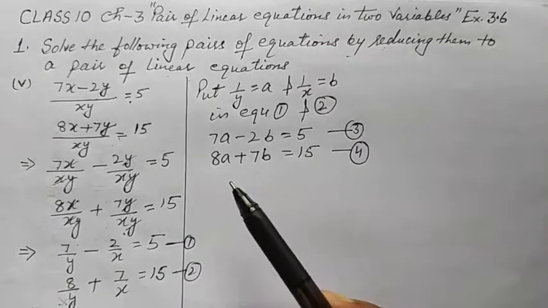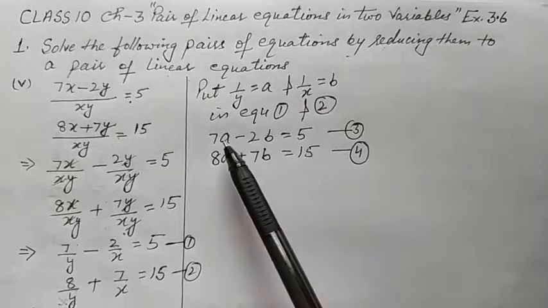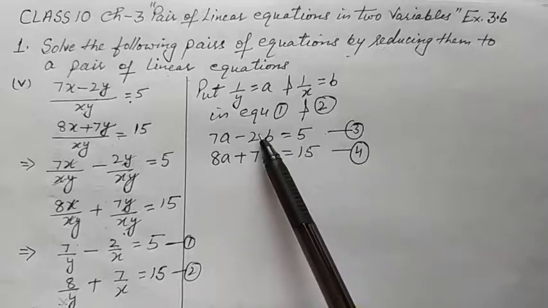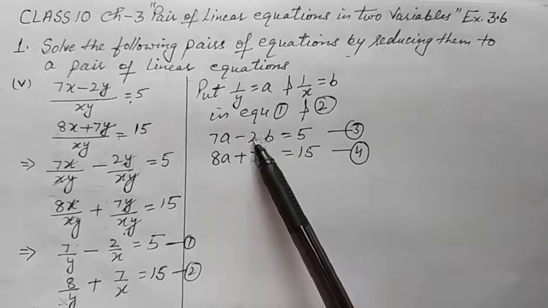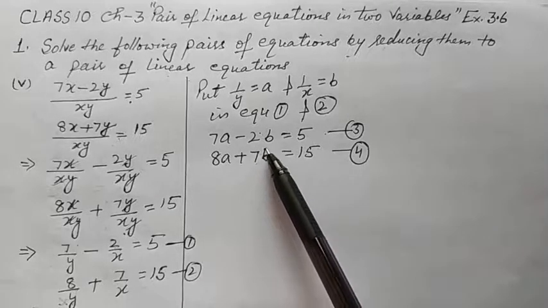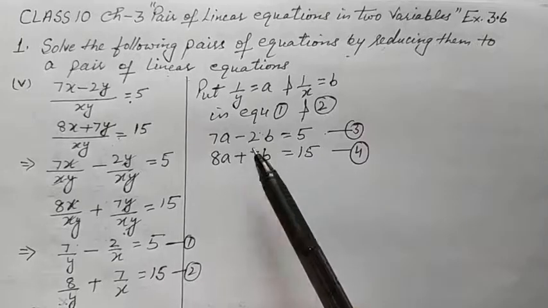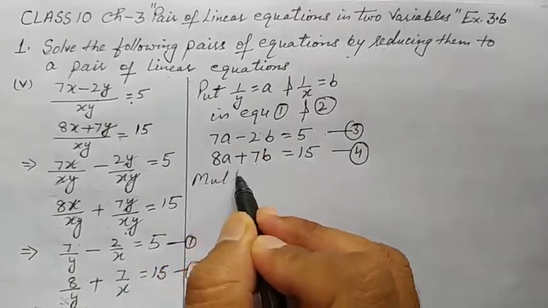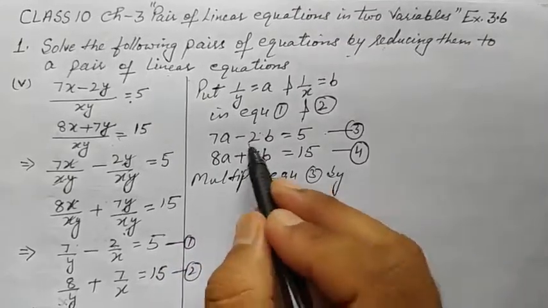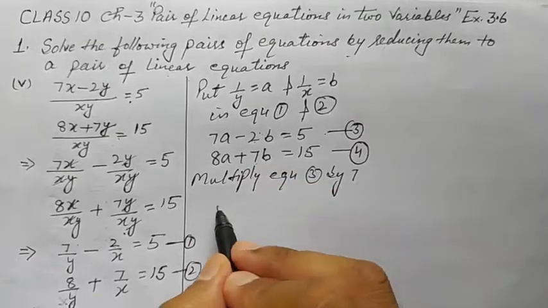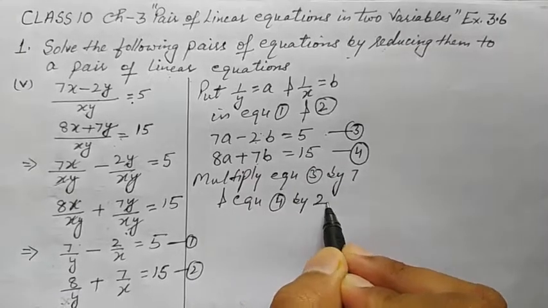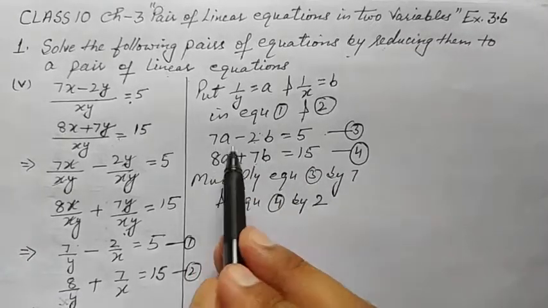In the elimination method, what we do is we make the coefficient of either a or b the same in both the equations. So if I multiply equation 3 by 7, it becomes 14b, and here equation 4 by 2, it becomes 14b. So the coefficient of b will be the same in both the equations. So I need to multiply equation 3 by 7 and equation 4 by 2.